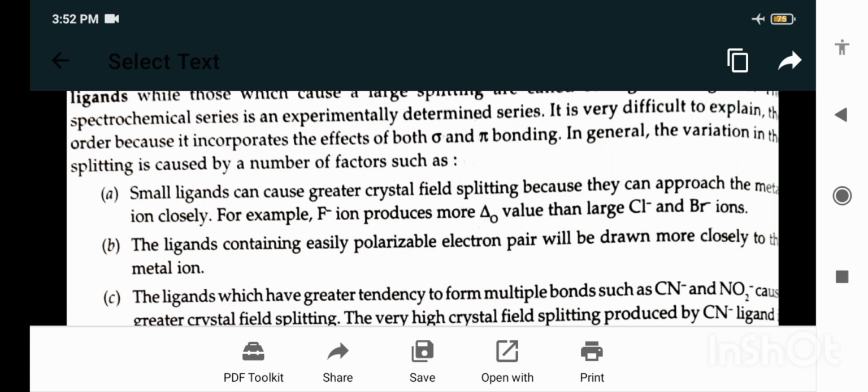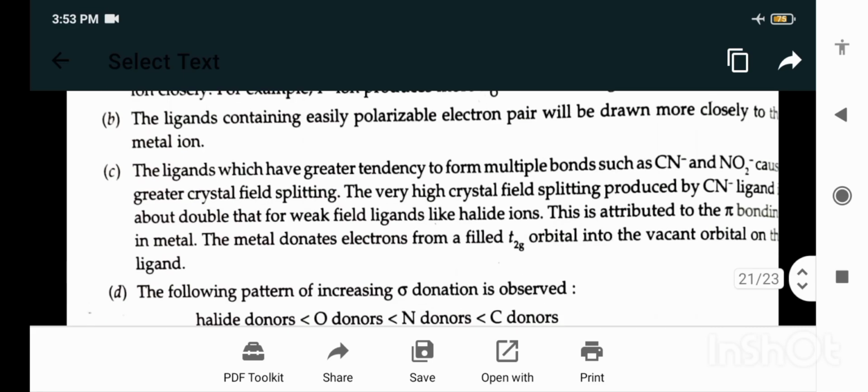The ligands containing easily polarizable electron pairs will be drawn more closely to the metal ion. The ligands which have greater tendency to form multiple bonds, such as cyanide and NO2 negative ions, cause greater crystal field splitting. The very high crystal field splitting produced by cyanide ligands is about double that for weak field ligands like halide ions. This is attributed to the pi bonding in the metal.